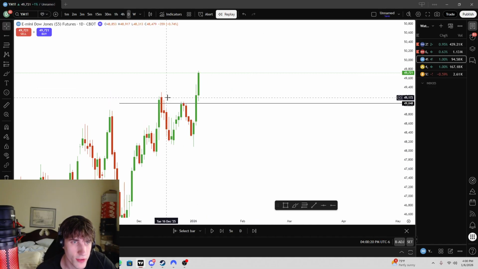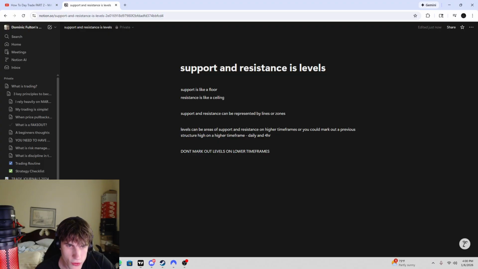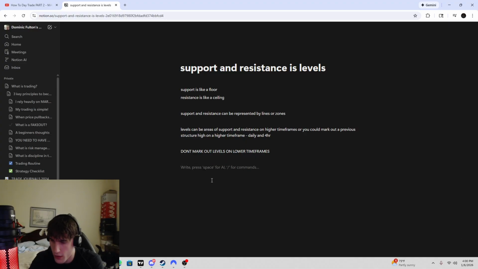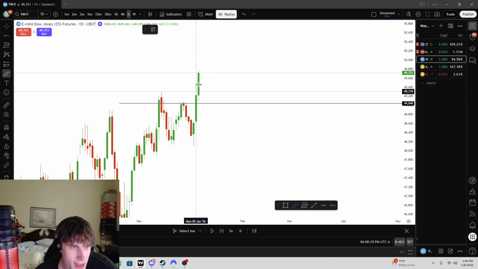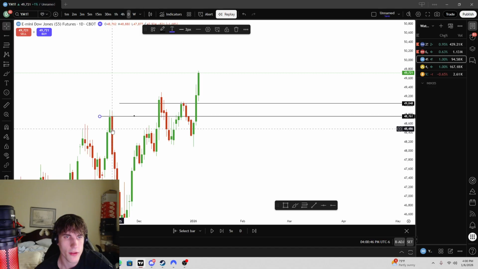So we knew that this was a previous high. And pay attention, only use levels that were interacted with recently. Meaning, don't go on this daily time frame and be like, oh, this right here is a level because it was a previous high. Look how long ago this was.